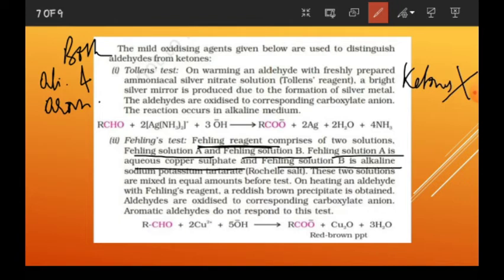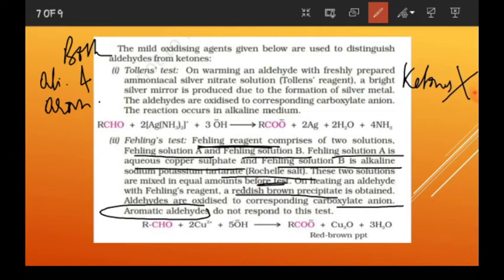Fehling solution B is alkaline sodium potassium tartrate, which is known as Rochelle salt. These two solutions are mixed in equal amounts before the test. On heating an aldehyde with Fehling's reagent, a reddish brown precipitate is obtained. Aldehydes are oxidized to the corresponding carboxylate anion. Aromatic aldehydes do not respond to this test. This you need to remember. Aromatic aldehydes do not respond to this test.